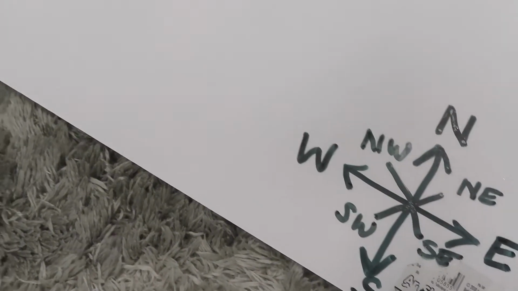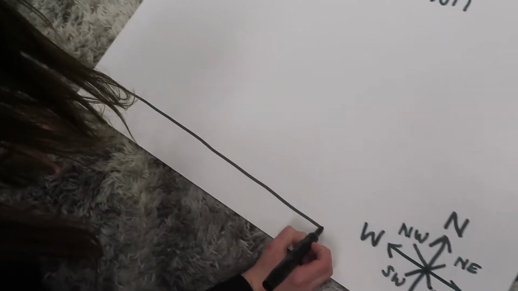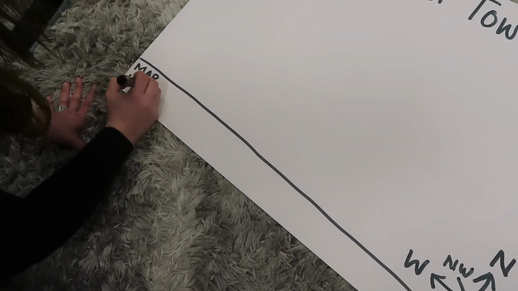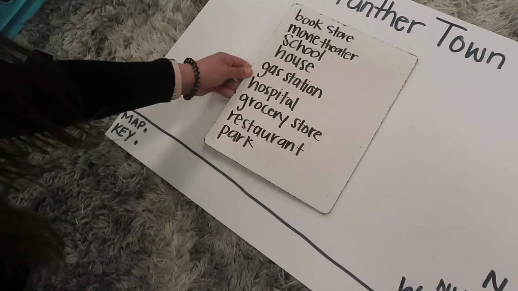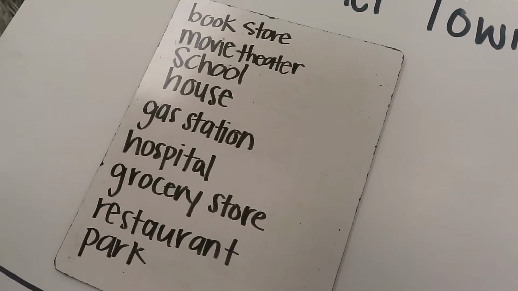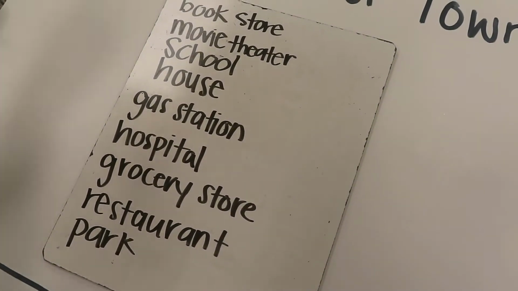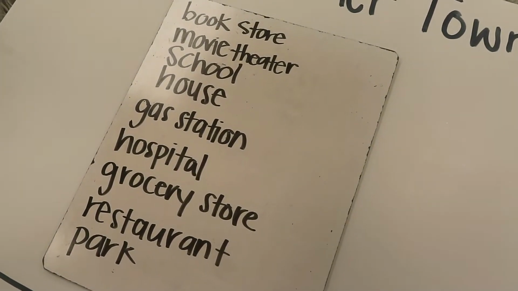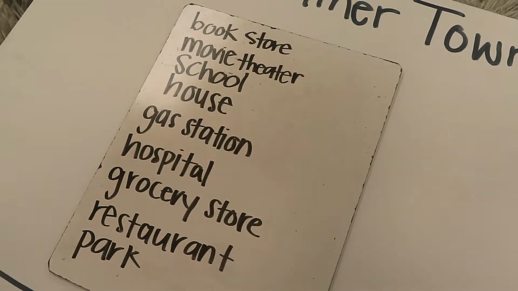Okay, and then along the bottom, we're just going to make a little map key. Here are the different places that we're going to have in our map. We're going to have a bookstore, a movie theater, a school, a house, a gas station, a hospital, a grocery store, a restaurant, and a park. So just remember that each one of these, we need to draw some sort of a symbol for it. It can be very simple. It doesn't have to be anything elaborate. You just want to make sure that you label each symbol on your map key. So we'll go ahead and start that.